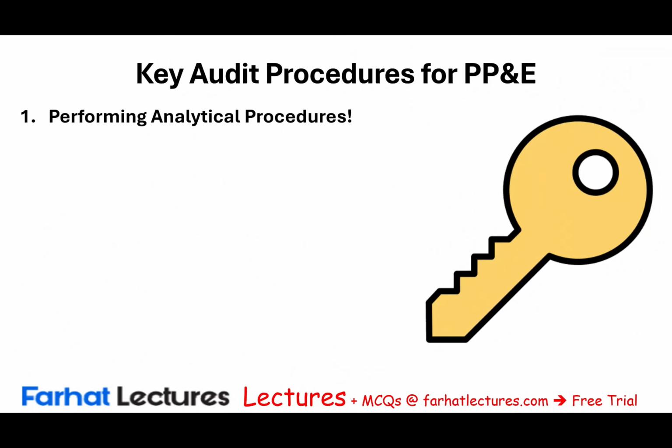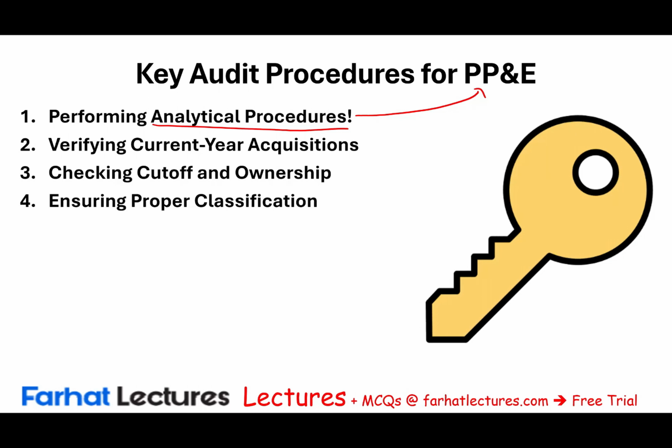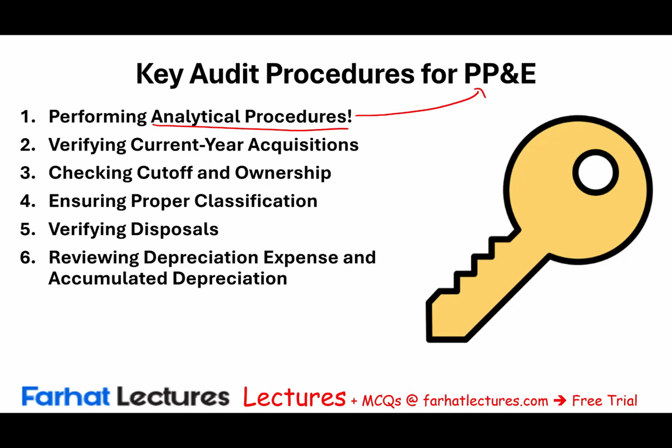We're going to look at a few of these key audit procedures. The first one is performing analytical procedures. I'll tell you from personal experience, performing analytical procedures for the PP&E cycle is very beneficial. It's very useful. In other words, you can rely to a great degree on analytical procedures. Next, verifying current year acquisitions, which we have to do. Checking cutoff and ownership, ensuring proper classification, verifying disposals, reviewing depreciation expense and accumulated depreciation, and last but not least, making sure we have the proper disclosures in the notes to support the numbers on the financial statements.